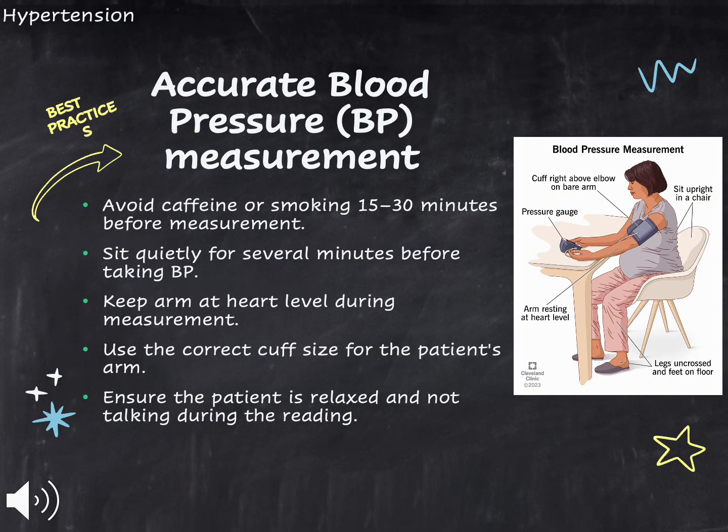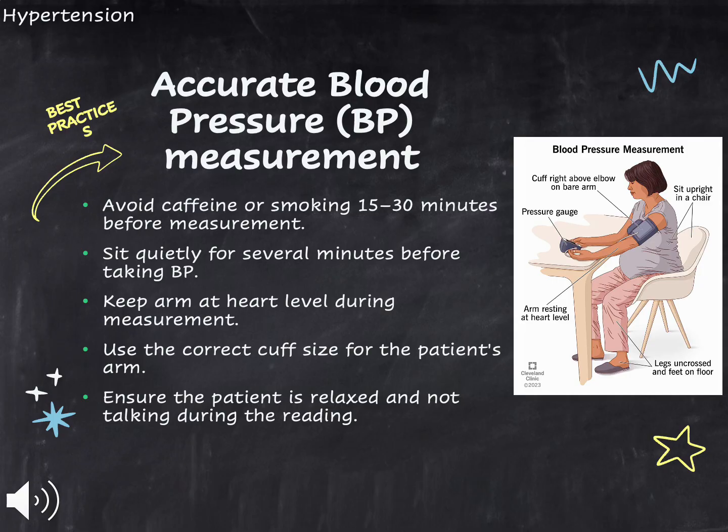Now that we've talked about the importance of blood pressure control, let's discuss how to make sure we're actually measuring it accurately. A key point to remember is that caffeine and nicotine both act as stimulants. When consumed right before a blood pressure check, they can cause a temporary spike in readings, giving a falsely high result. Caffeine from coffee, tea, or energy drinks can raise systolic blood pressure by about 5 to 10 millimeters of mercury for a short time.